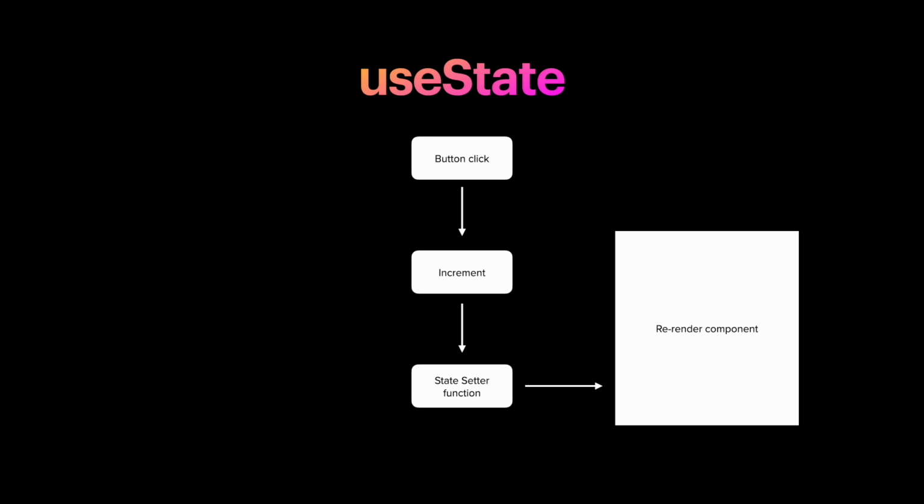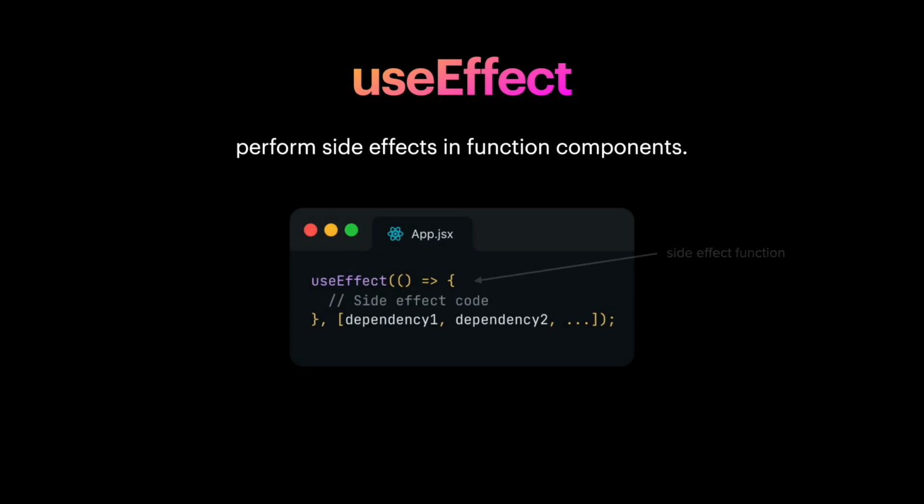Now, what if we want to take some action when our component renders or re-renders? Suppose we have operations that happen outside of the component cycle, like fetching data from an API or DOM changes outside of React. Operations like these are called side effects in React. In React, we have a hook called useEffect that allows you to perform side effects in components. It takes two arguments, a function and an optional dependency array.